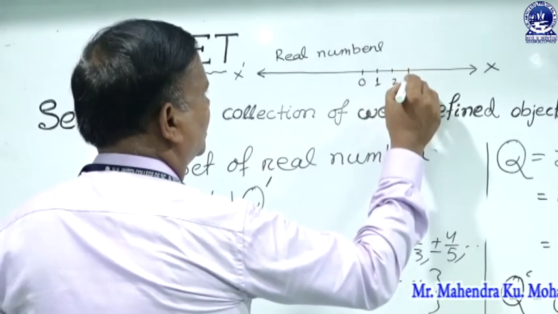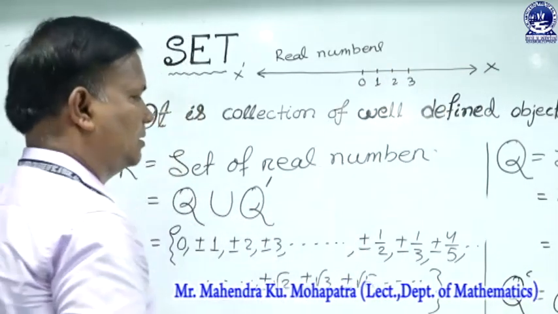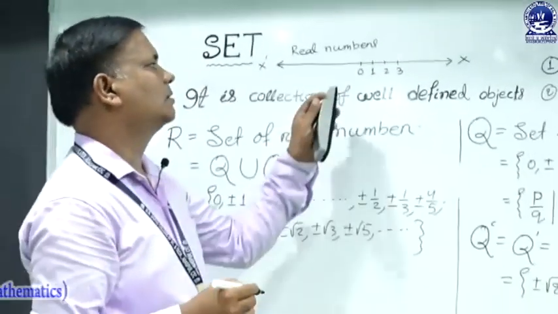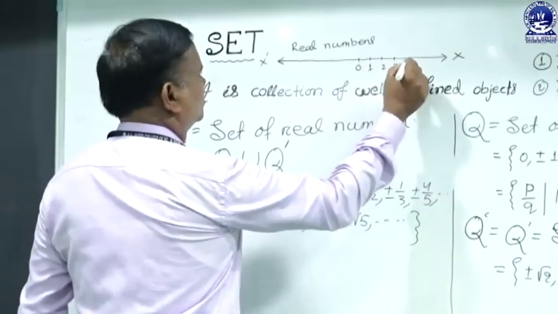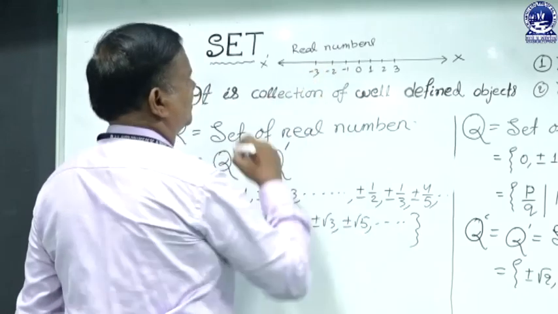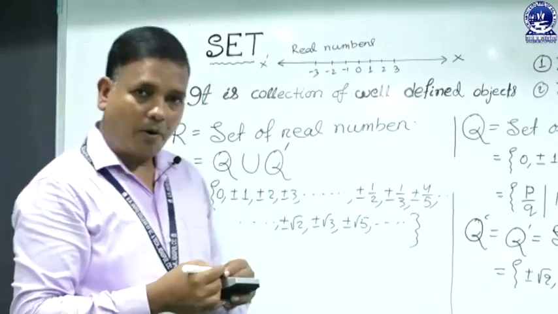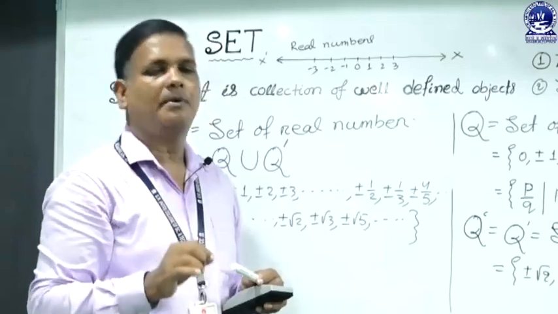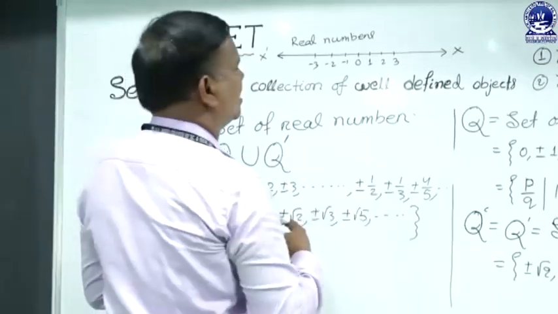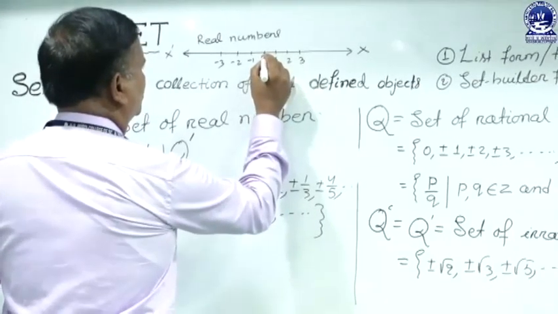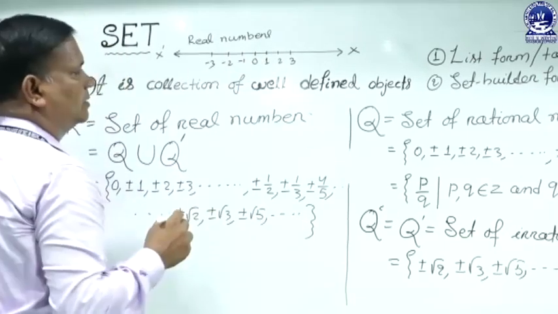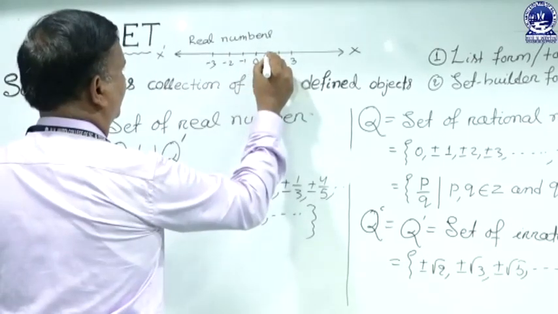These are discontinuous points. The set of natural numbers are points. The set of integers are also points: 0, 1, 2, 3 like this, then minus 1, minus 2, minus 3. There are infinite numbers, but every element of the integers is a point. For the set of rational numbers, there are infinitely many numbers between 1 and 2, or 0 and 1.